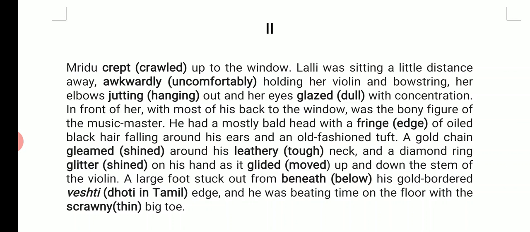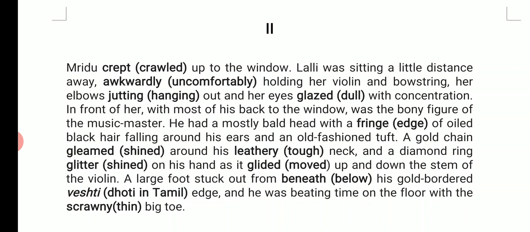Now coming to the second part, children, there are some words that you have to write in your notebook. They are bold in your video, and I have given the meanings also. So please write down these words in your notebook and learn their meanings. Now coming to the second part.